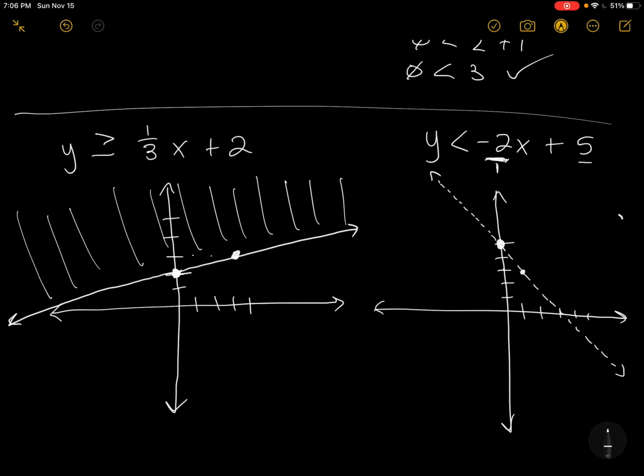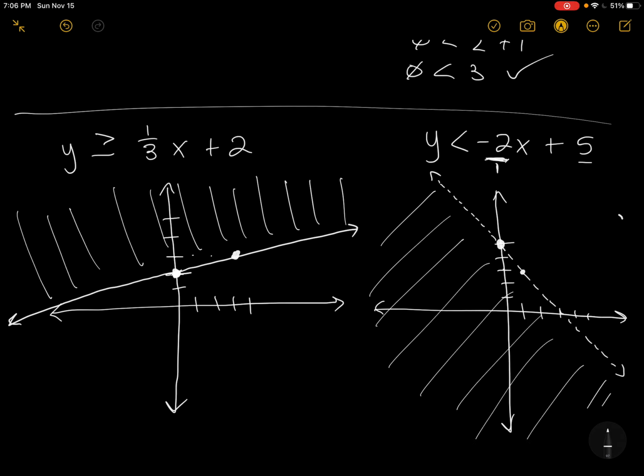And then we want to shade less than. What is less than? Above or below? Less than is below, right? So what's underneath the line? Right here.